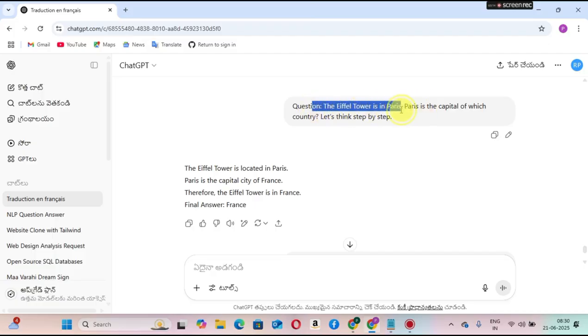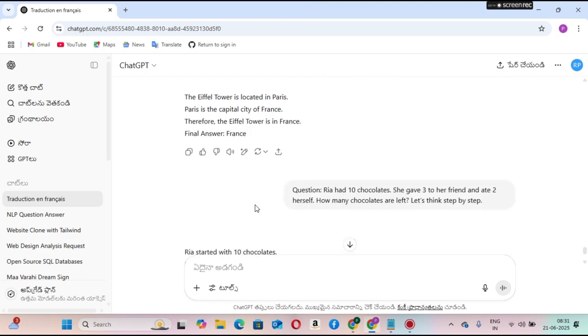So now let's consider the prompt. Question: The Eiffel Tower is in Paris. Paris is the capital of which country? Let's think step by step. So here the AI outputted that the Eiffel Tower is located in Paris. So Paris is the capital city of France. Therefore, the Eiffel Tower is in France. So the final answer is France. So here the model first locates Paris, then recalls that Paris is in France. So this is a classic multi-hop question where you need to connect two facts. So chain of thought prompting allows the model to link ideas and build on previous steps like how humans think.